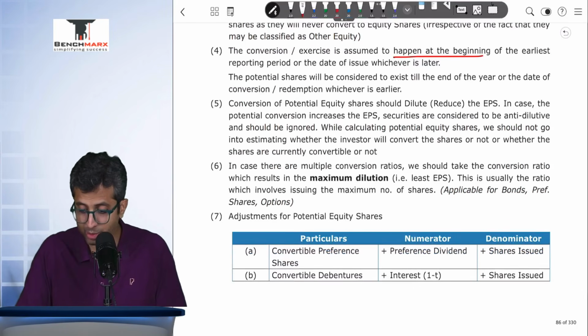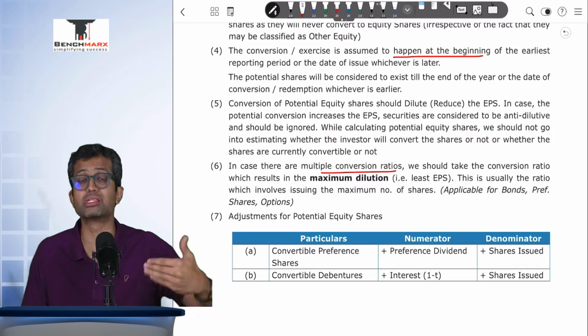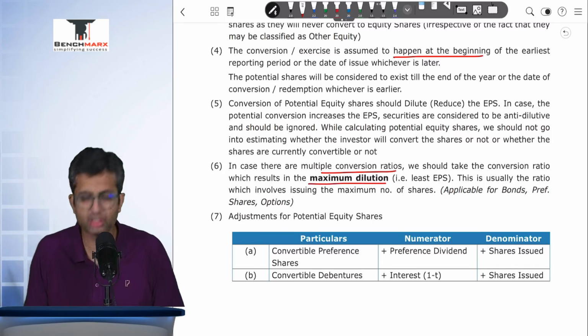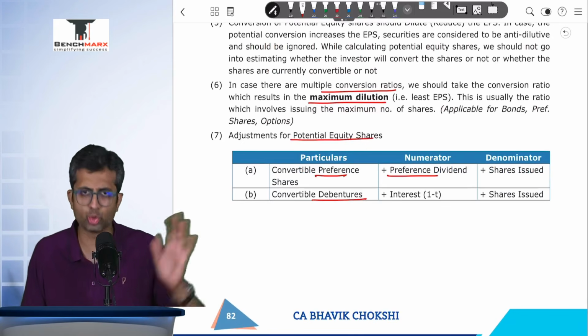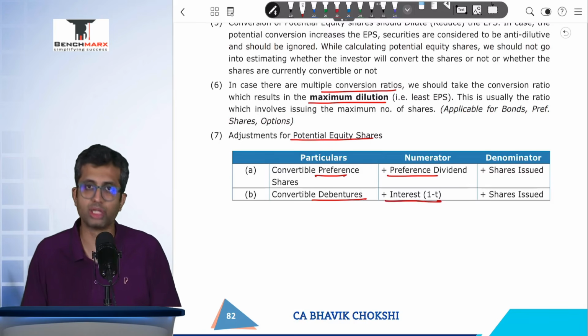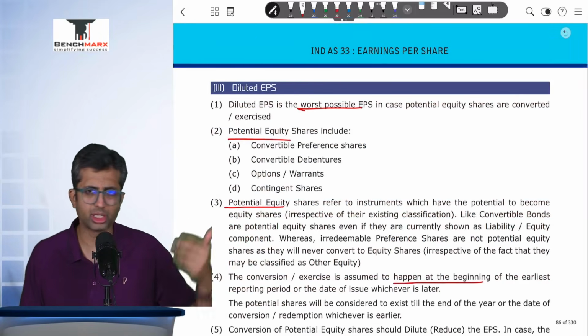Okay. Now, it is possible that in certain cases, there may be multiple conversion ratios. In such a case, you will take the conversion ratio which results in the maximum dilution, that is the highest number of shares to be issued. So, usually, the ratio which results in the maximum dilution should be taken. Now, for potential equity shares which are in the nature of preference shares or debentures, in the numerator, add back preference dividend, if there is DDT into 1 plus DDT, but that is rare because DDT is abolished. And if there is interest, into 1 minus T in the numerator. In the denominator, the number of shares issued will be added. Okay. All of this works in a manner similar to AS 20.